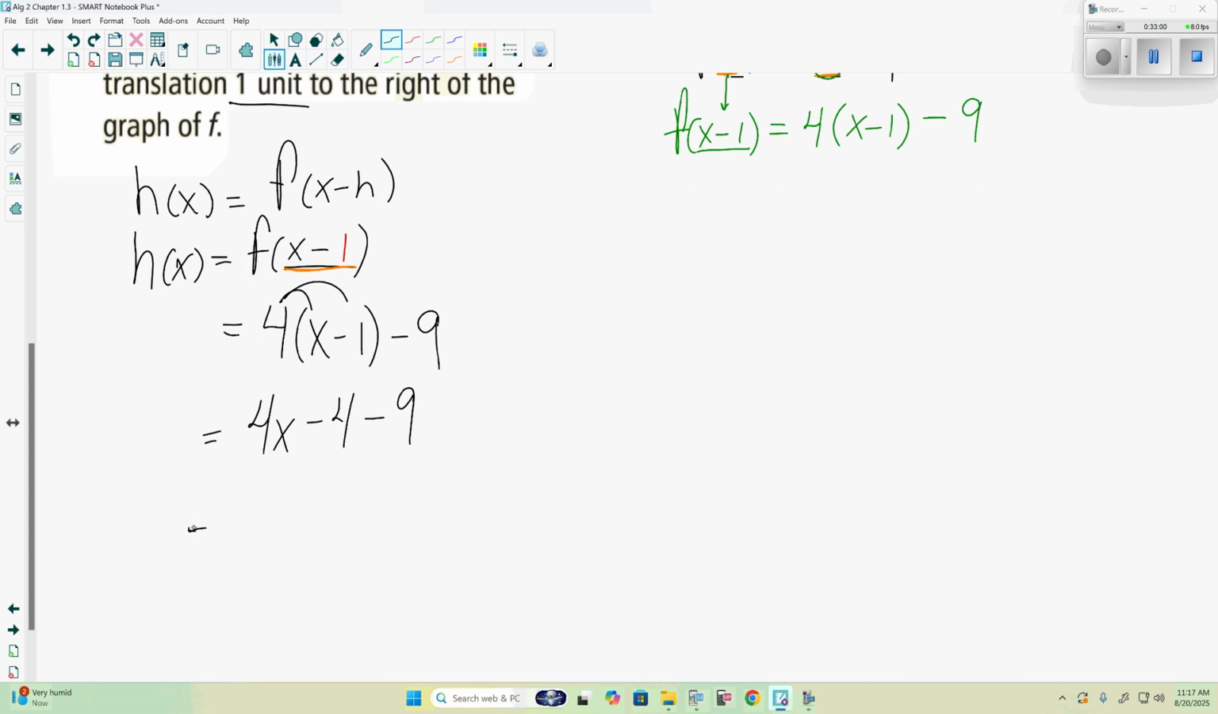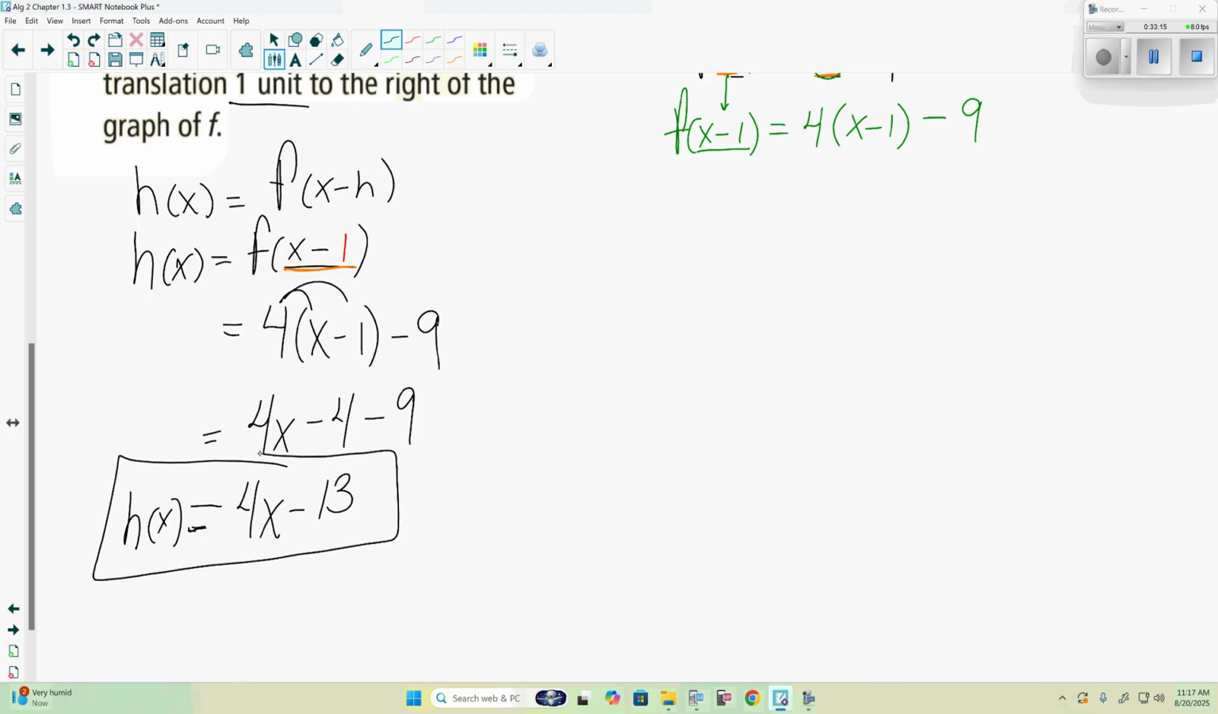At this point here, we can combine like terms. We still have our 4x. But our negative 4 minus 9 is negative 13. So our new function, our function that was moved 1 unit to the right, is 4x minus 13.